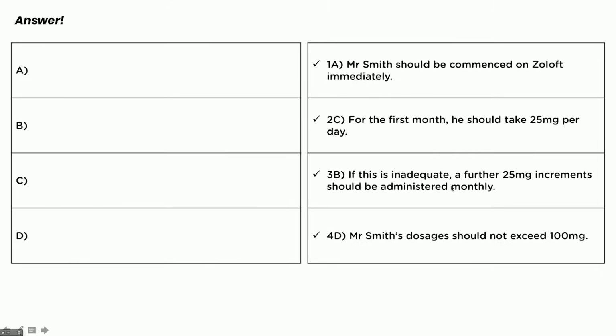Okie dokie, so a good first introductory, nice and clear sentence would be, Mr. Smith should be commenced on Zoloft immediately. Okay, now I'm going to get into the explanation. For the first month, he should take 25 milligrams per day.